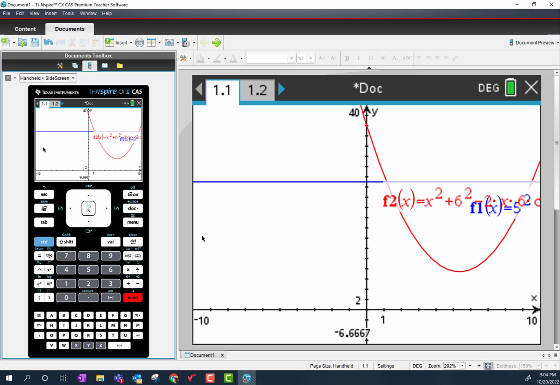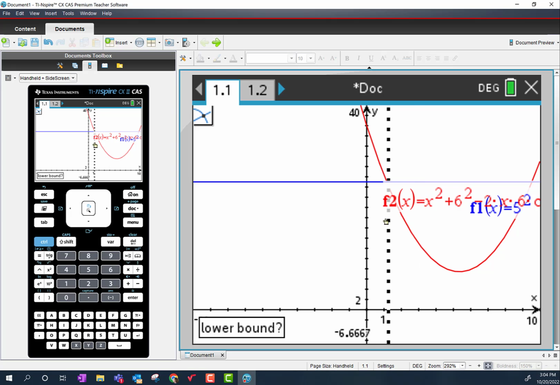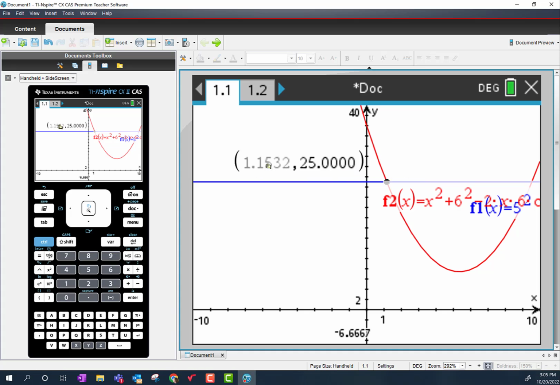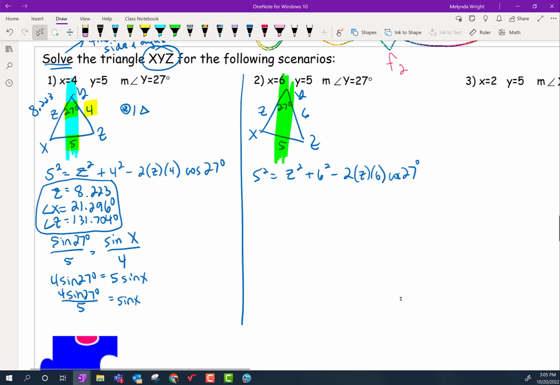Okay, well, let's work on triangle number 1. I'm going to make this triangle number 1. So menu, analyze graph, intersect. So we intersect here. And there's my triangle number 1, 1.153. So let's go back and let's kind of get that set up. I'm going to do a couple of things. I'm going to say this is triangle number 1. And I'm going to draw the triangle down here since there's 2 different ones. I don't want to get confused. It's very easy to get confused on this.